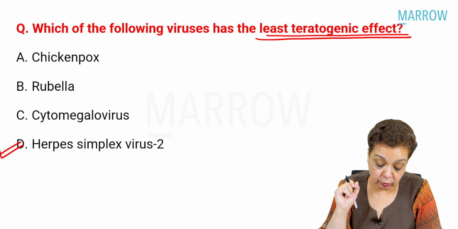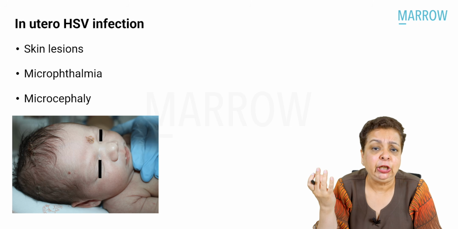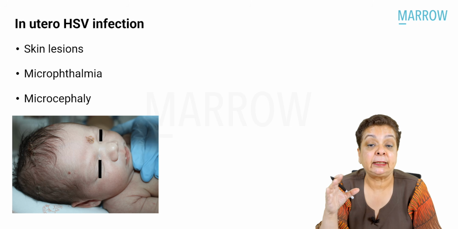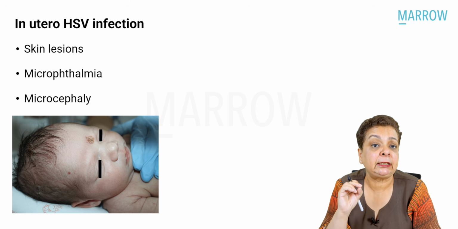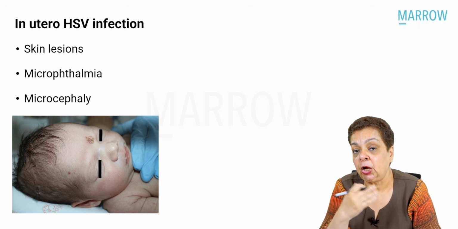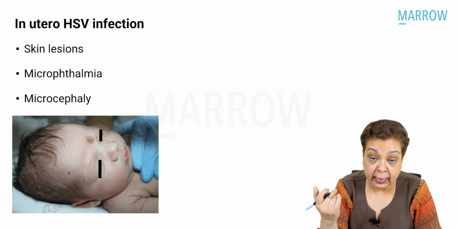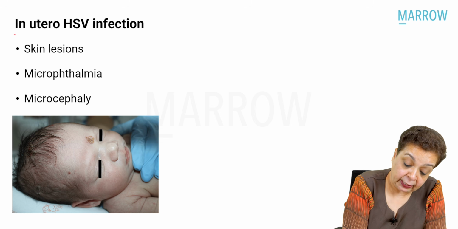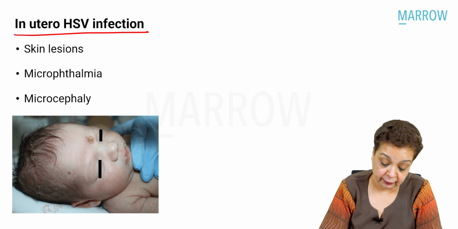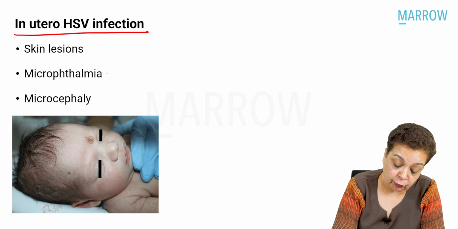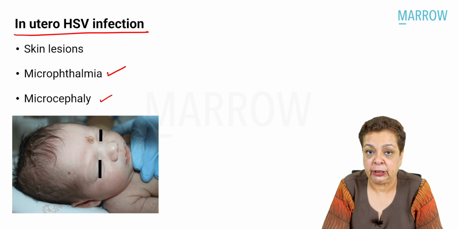Okay. So herpes simplex virus, more often we remember it as causing neonatal herpes when the child gets delivered through the infected maternal tract. But in about 5% of cases, the fetus can get infected via the virus getting transferred across the placenta. In that case, that would be causing an in utero HSV infection and then can cause teratogenic effects on the baby in the form of microphthalmia, microcephaly, and the child can have skin lesions.